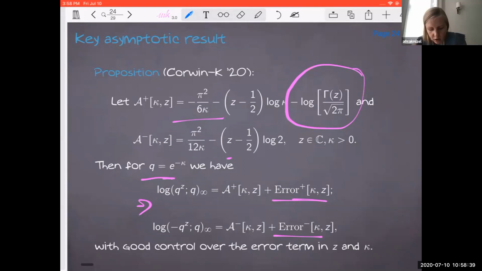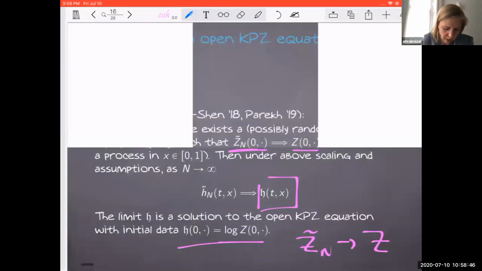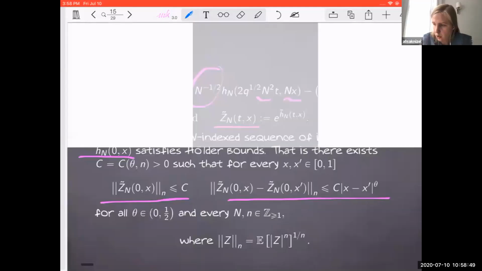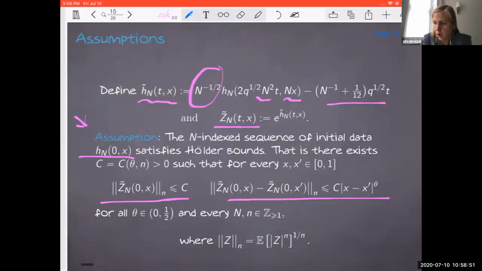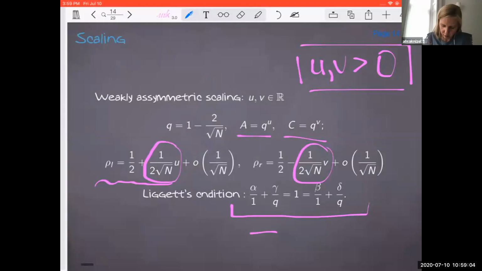So probably you're referring to Liggett's condition, and this condition is needed in the proof of the theorem by Corwin and Shen. So it's needed to be able to rigorously formulate what it means that a stochastic heat equation has a Robin boundary condition. So this is where it is used. That theorem works under this condition, we adopt this condition.